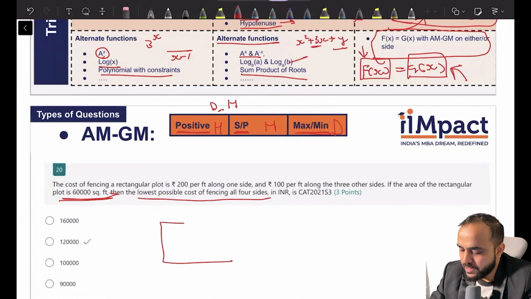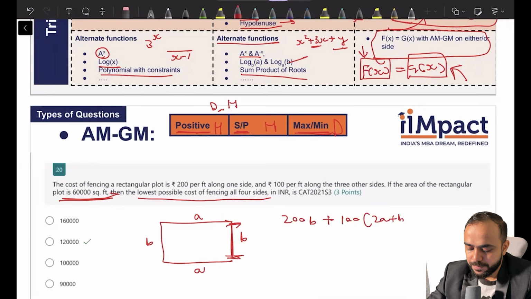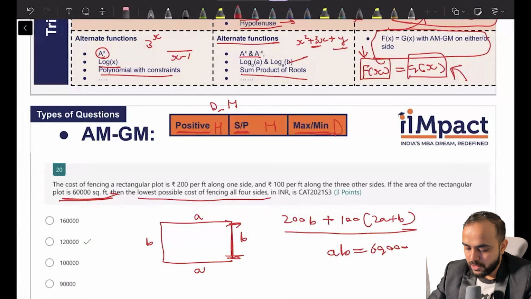So the cost of fencing on a rectangular plot, 200 per feet along one side. So you can say that this is 200 per feet side and 100 per feet along the other sides. So A, B and B. So your cost is going to be what? B into 200 plus 100 into 2A plus B. This is going to be your cost. A into B is fixed at 60,000.